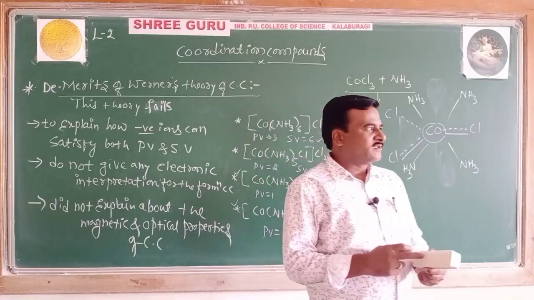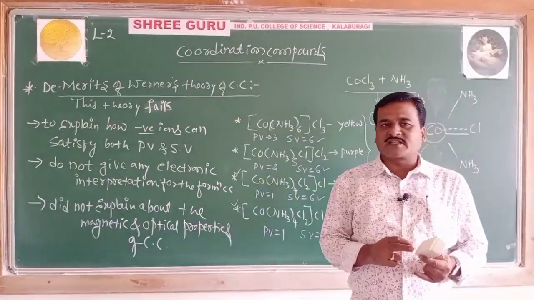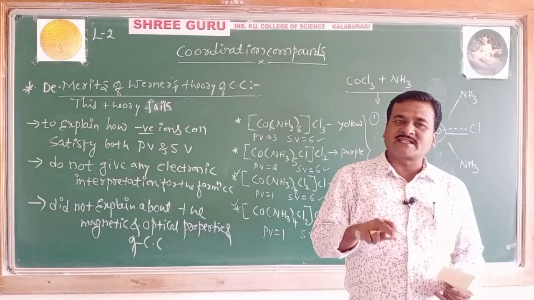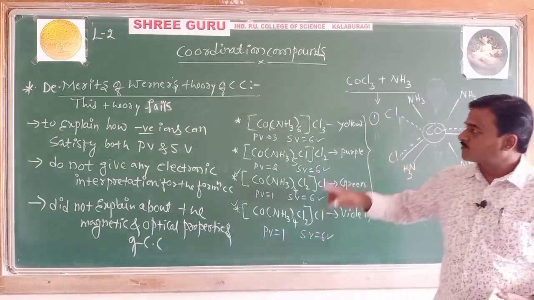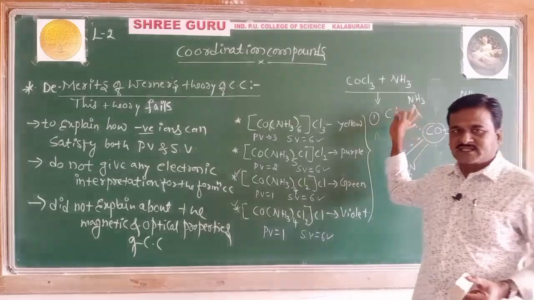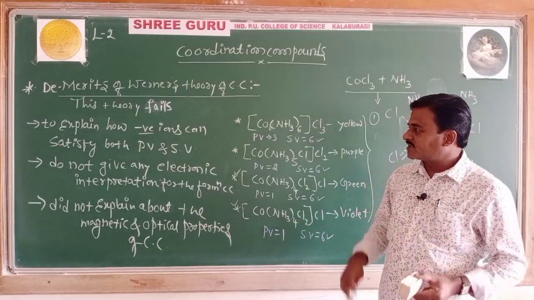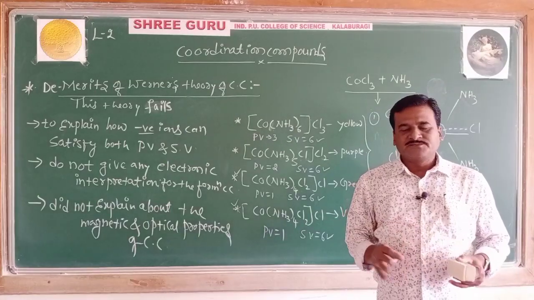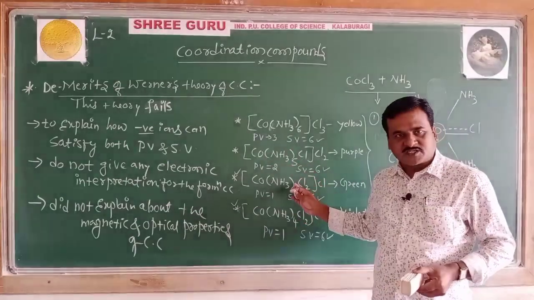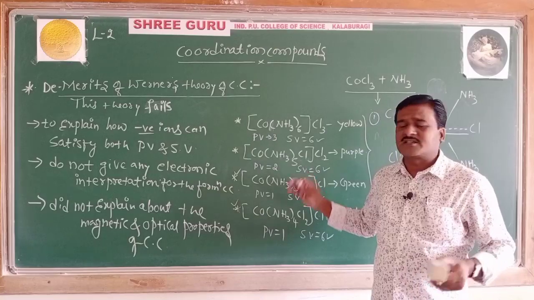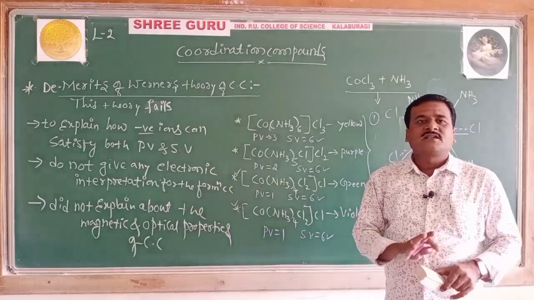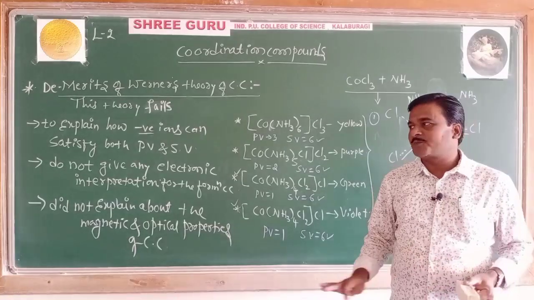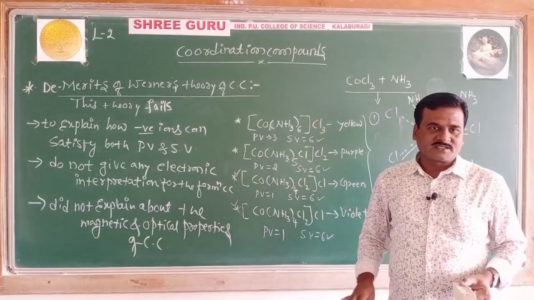Let me repeat the demerits of Werner's theory. Number one, this theory fails to explain how a negative ion can satisfy both primary as well as secondary valencies, as I showed with the example structure. Second, it did not give any electronic interpretation regarding the formation of complex compounds or coordination compounds. And third, it did not explain the magnetic as well as optical properties of the complexes.